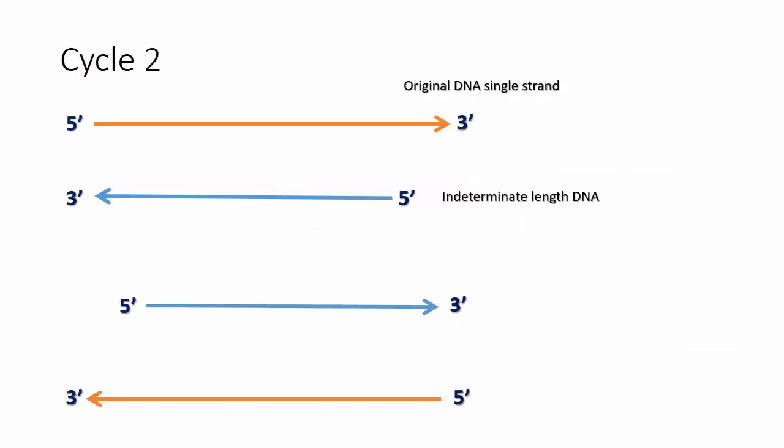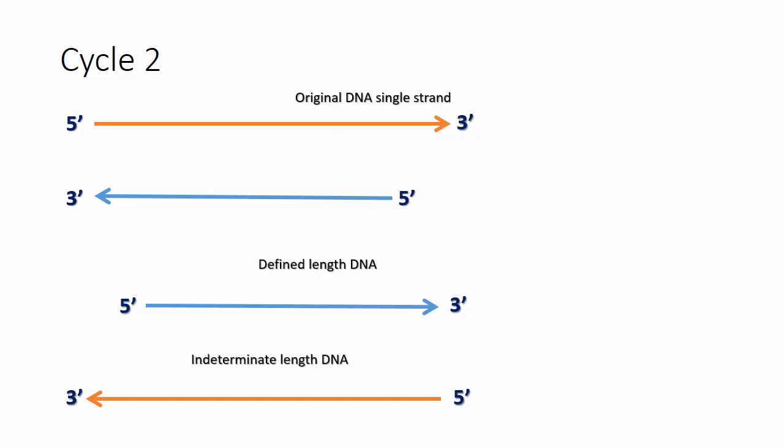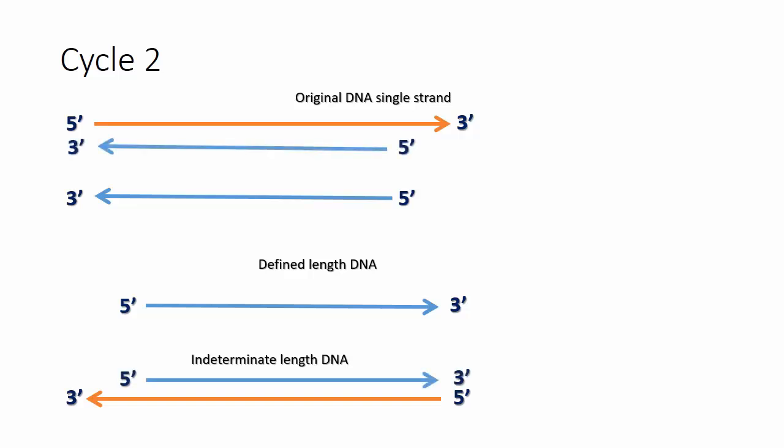In cycle 2, primers anneal again to the original DNA strands as well as to the indeterminate strands, since the targeted segment was copied in cycle 1 into the indeterminate strands. At the end of cycle 2, a new indeterminate strand is produced from the original DNA strand, and a defined length DNA strand is produced from the indeterminate strand that was produced in cycle 1. What I mean by defined length DNA is the actual segment of DNA that we are targeting for amplification.